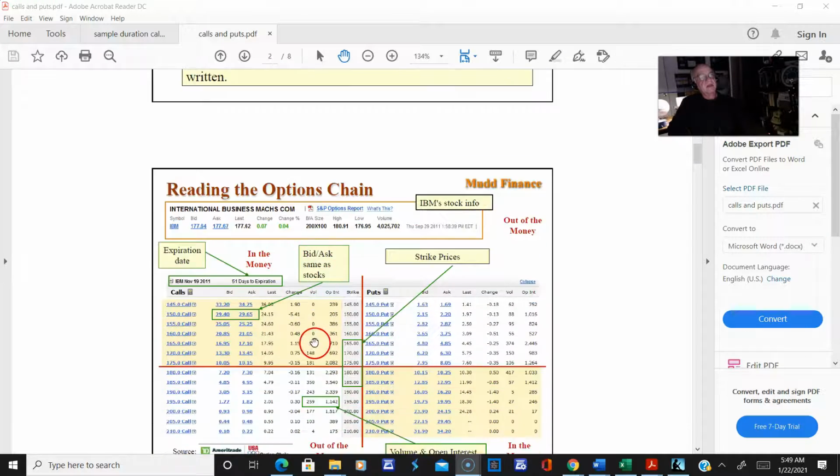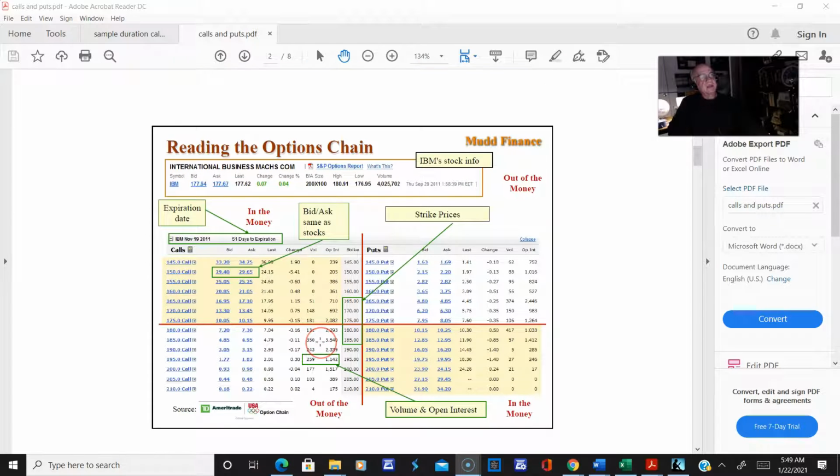All right, so here's a table that shows you the option chain. This is a particular option for IBM, International Business Machines. This red box here is the stock information. This is the stock info. This is not the option. This is the stock itself.